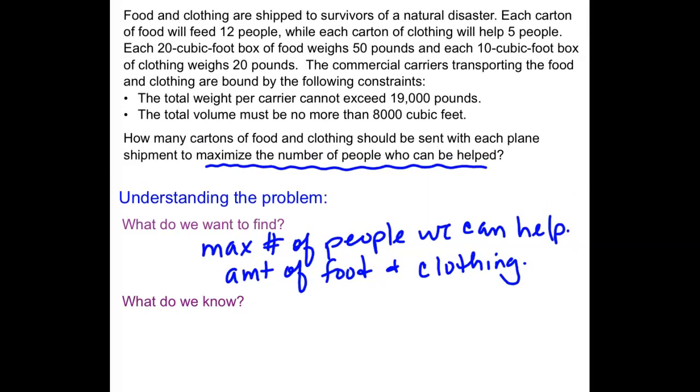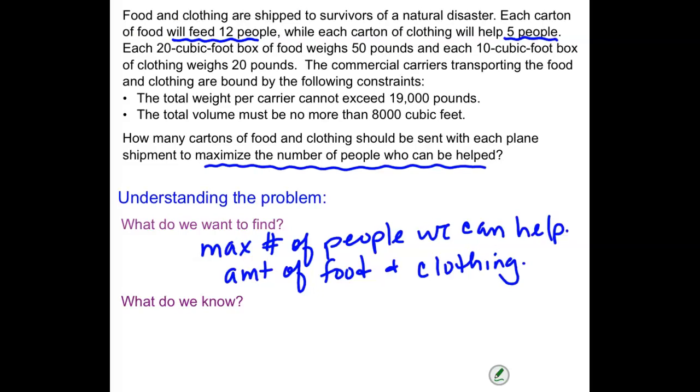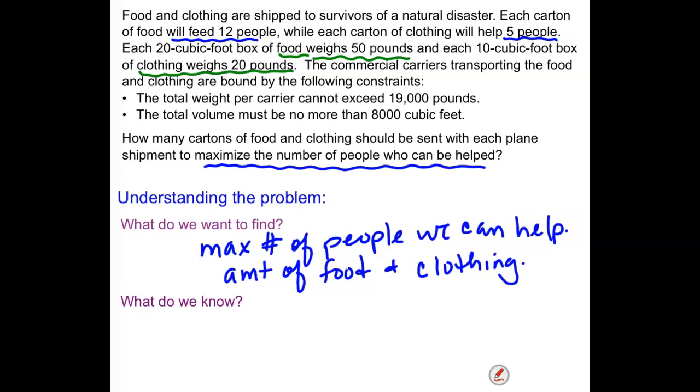So if we look back, we're told several things. We're told how many people we can help with the food and clothing. We are told something about the weight involved. So we have 50 pounds for the food, and we have clothing that's 20 pounds. We are also given some information about the volume. Cubic feet would indicate the volume of the food, and here we're looking at the volume for the clothing boxes.